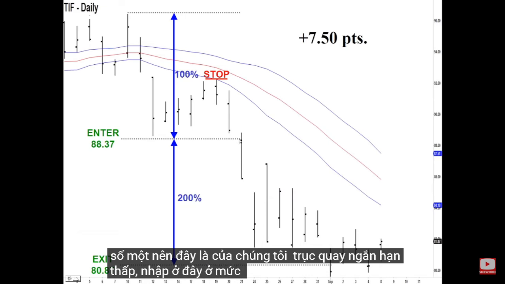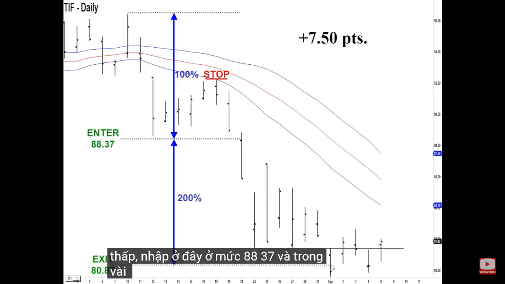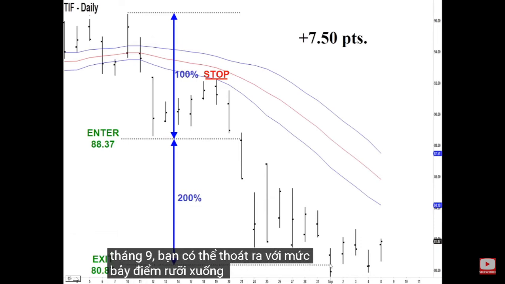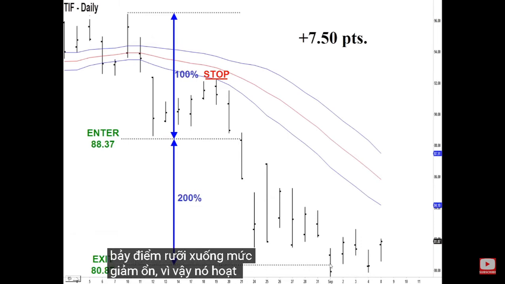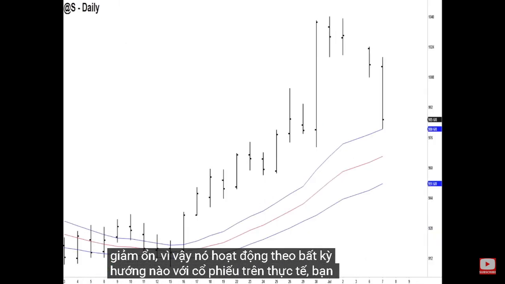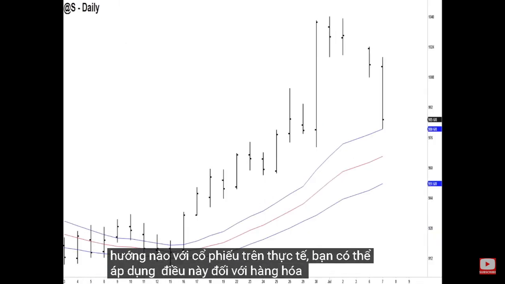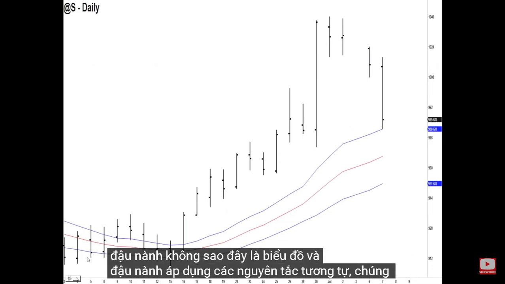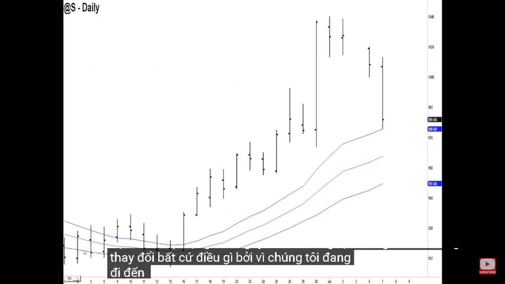You enter here at 88.37. And in a couple of weeks, in the beginning of September, you could have exited for a 7.5-point gain to the downside. Okay? So it works in any direction with stocks. In fact, you can apply this to commodities. Here's soybeans, okay? This is a chart in soybeans. Same principles apply. We're not going to change anything because we're going now to commodities.